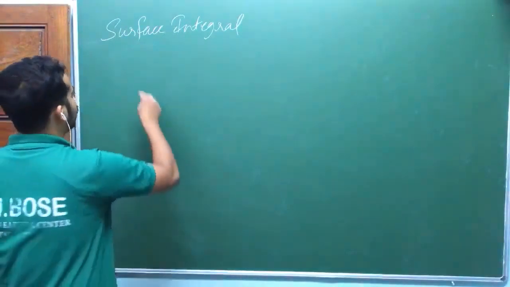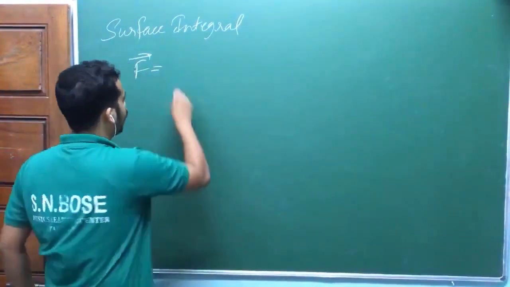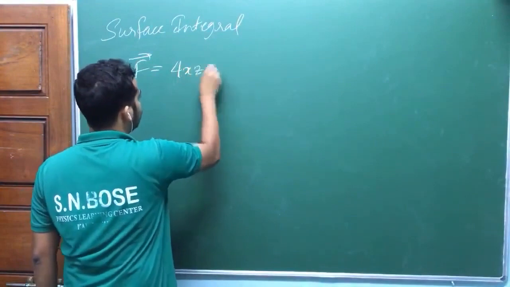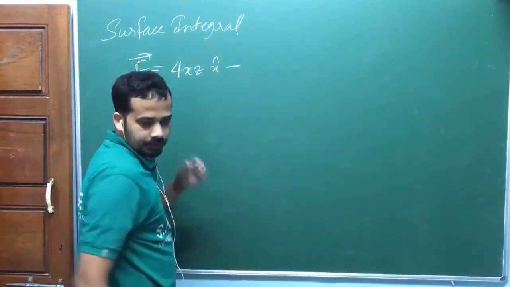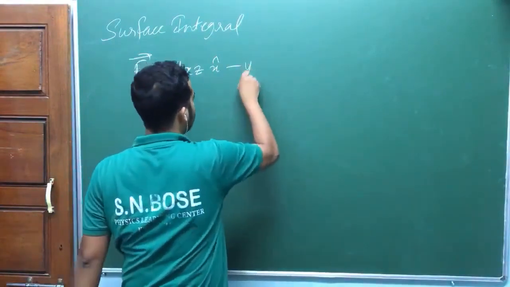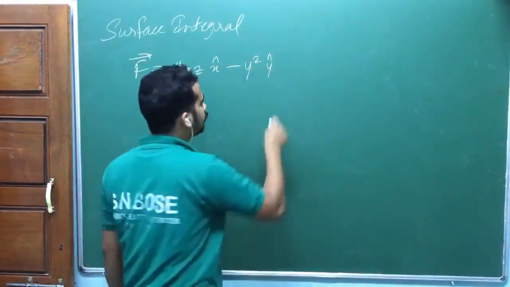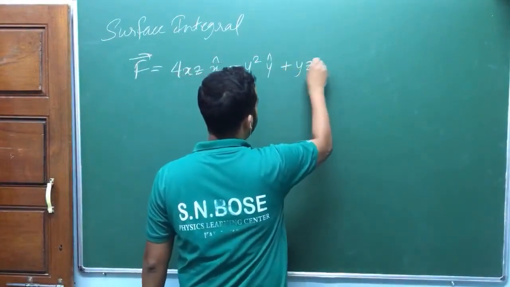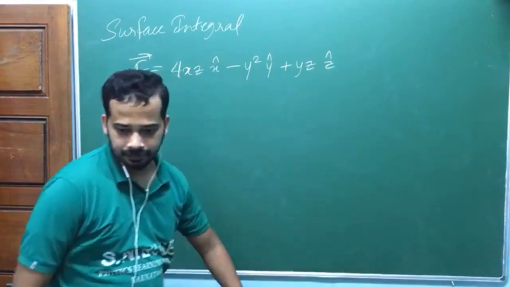I'll take one vector field, F is equal to 4xz times i cap, x cap, minus y square, y cap, plus yz, z cap. Is that okay?